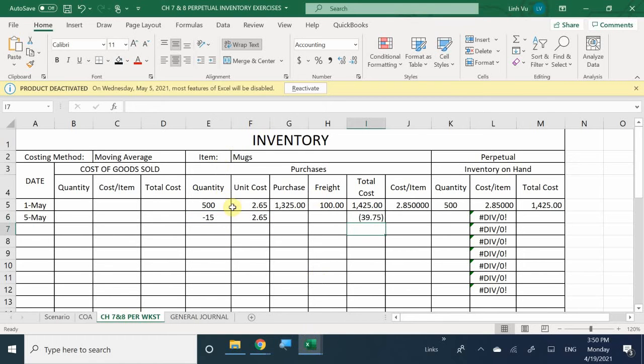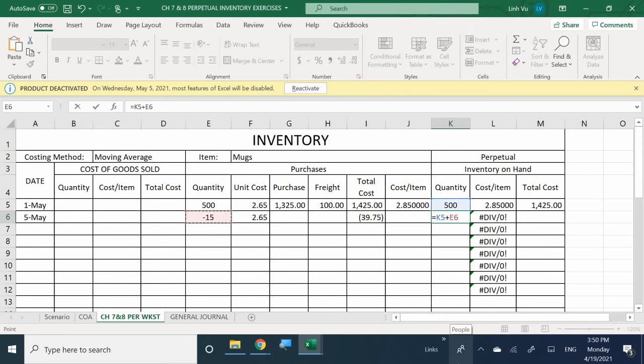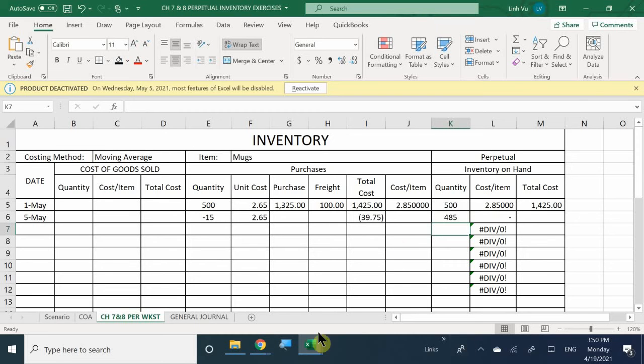$39.75. So just exactly like this, right? $39.75, right? I'm going to go ahead and update my inventory, since I don't have 500 items anymore. Because I returned 15 of them, how much should I have in my inventory? I should have 485, right? I bought 500, I returned 15, I should have 485 left.